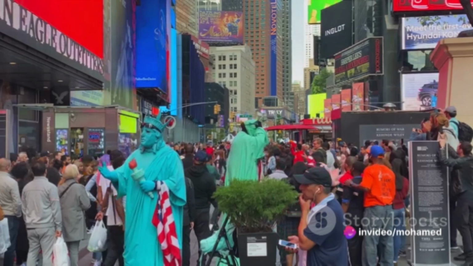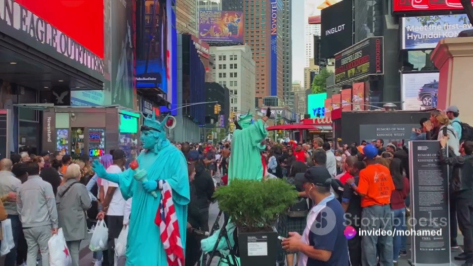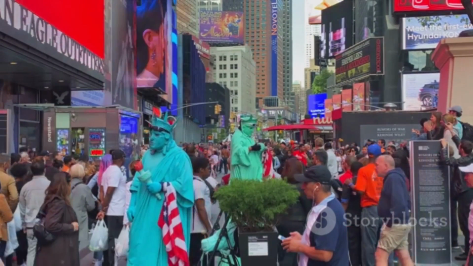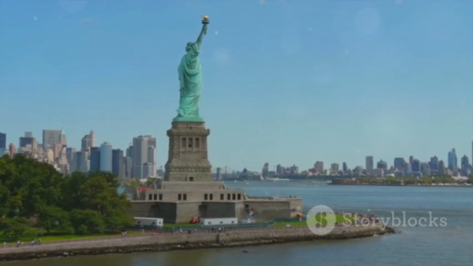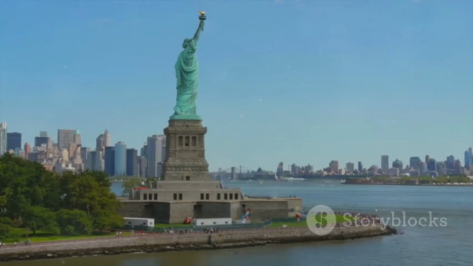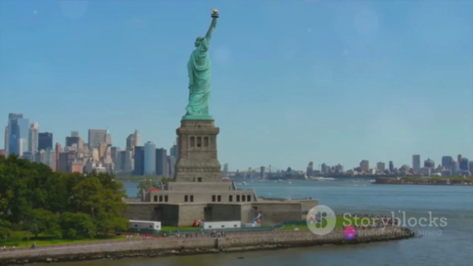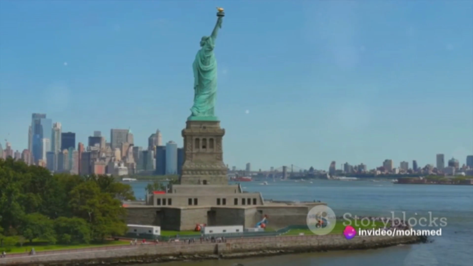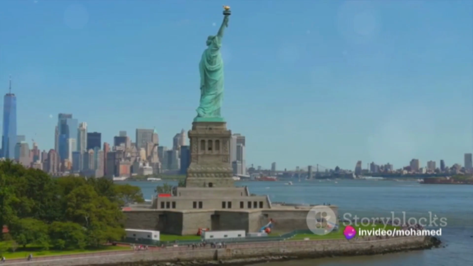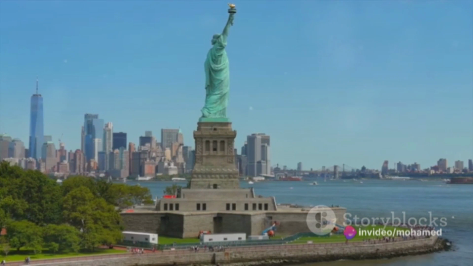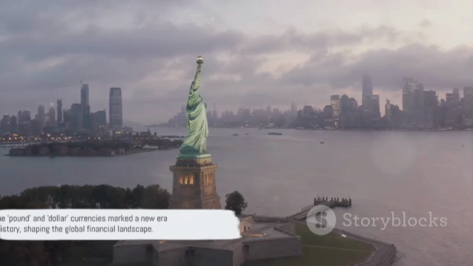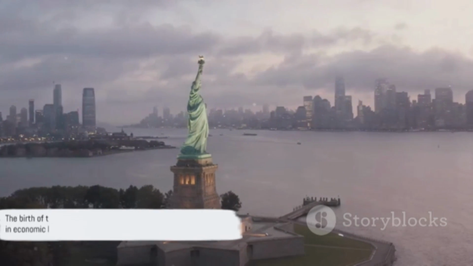When the United States was a budding nation in the late 18th century, it needed a national currency to facilitate trade and solidify its economic independence. Drawing inspiration from the Spanish dollar, which was widely circulated in the Americas at the time, the United States adopted the dollar as its official currency. So, the pound and dollar have their roots in precious metals.